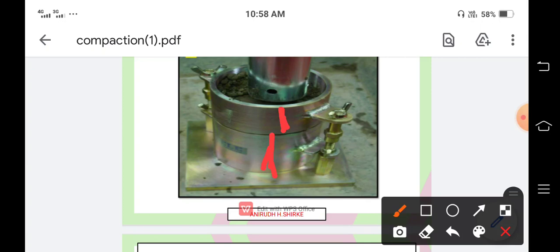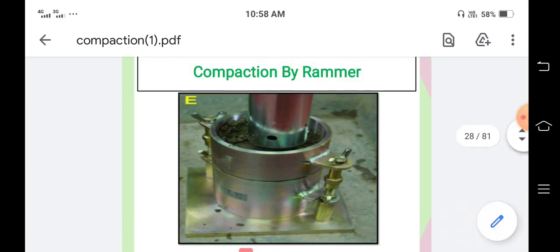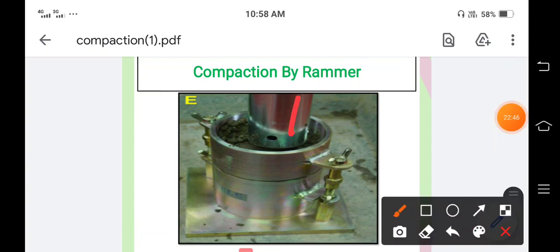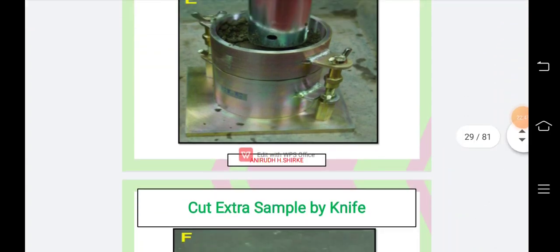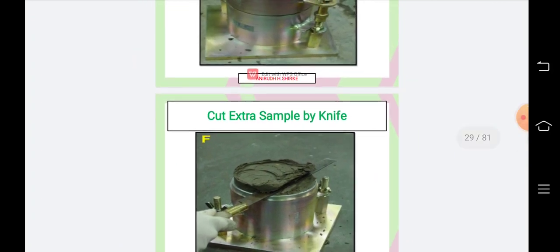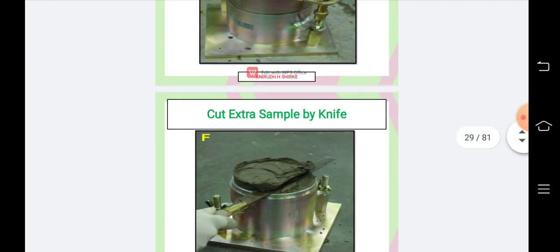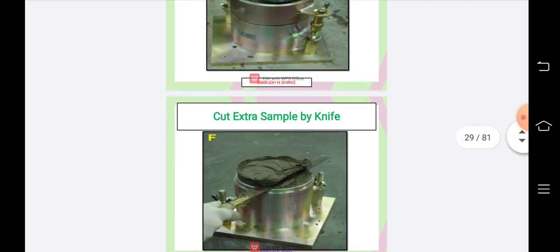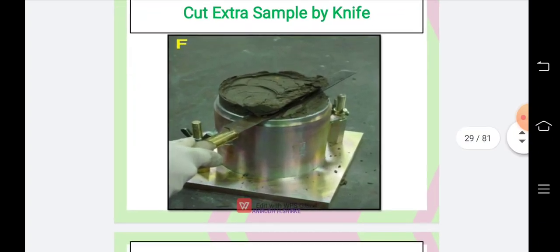Okay. And then with the rammer we give the tamping. So this is our rammer, we are giving tamping with it. After filling into the mold, we fill in 3 layers, giving 25 blows to each layer. After our compaction procedure, a total of 75 blows are given to this mold. Remove the collar and level the surface. We are leveling this surface.